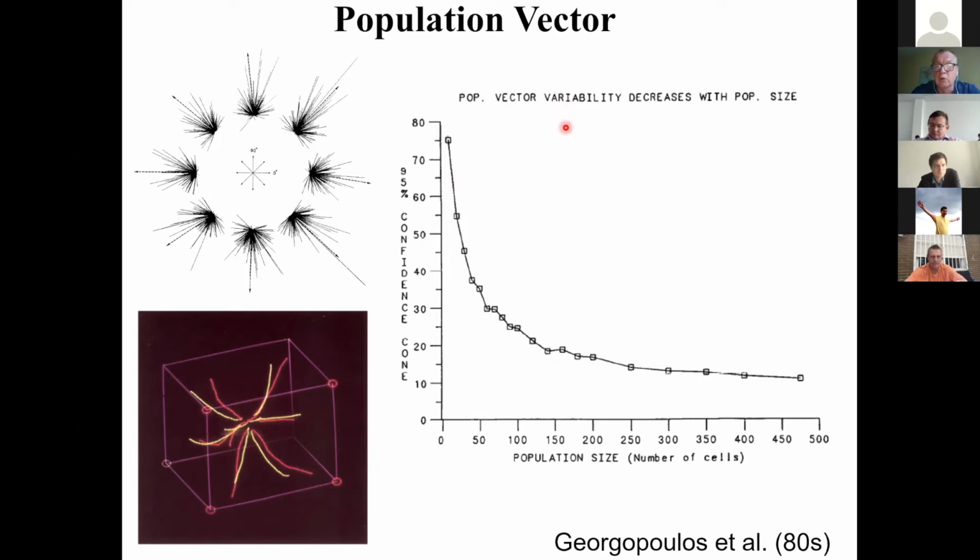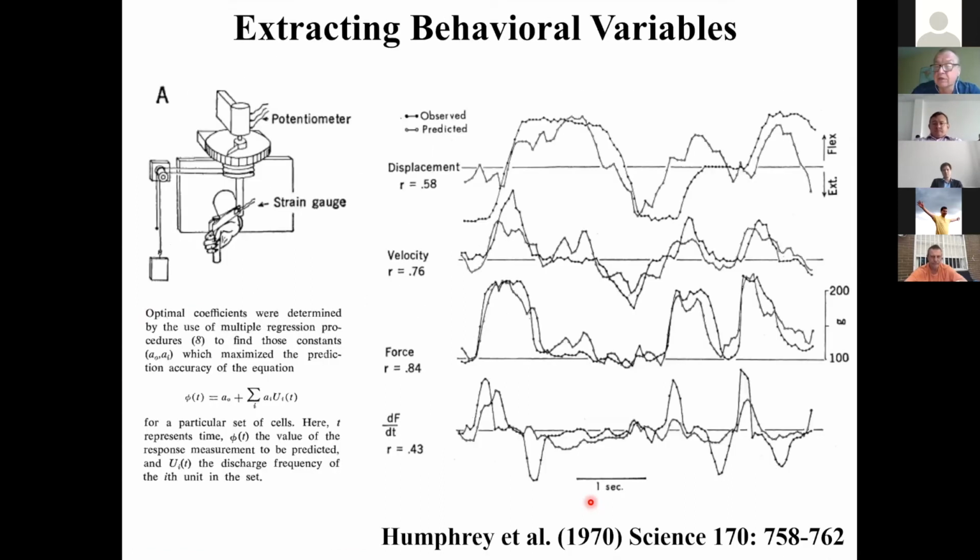The problem was that Georgopoulos did not record all neurons at the same time. Instead, he recorded one cell at a time, and only later, maybe 6 months later, he could construct this curve. So this is not ideal. One would like to record many neurons at the same time. And this has been done.